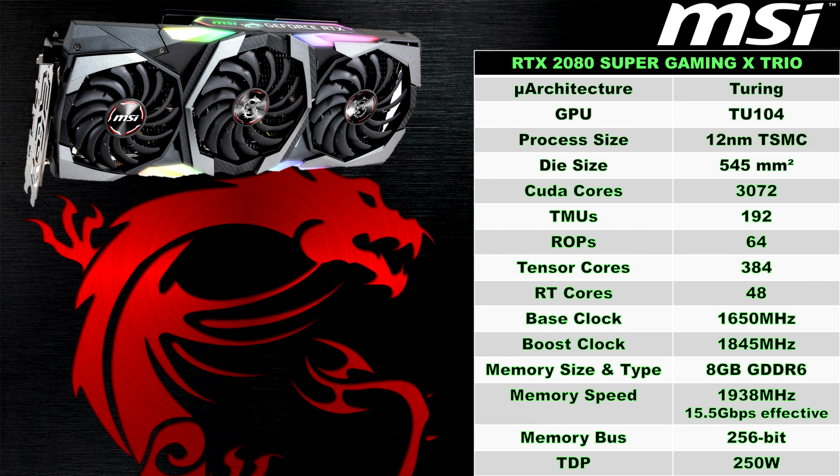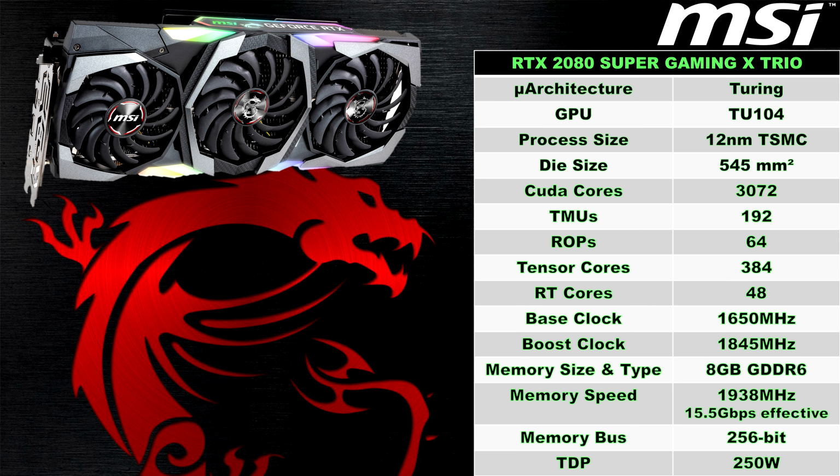The 2080 Super has 3,072 CUDA cores with 192 texture mapping units, 64 ROPs, 48 RT cores, and 384 tensor cores. The 2080 Super has an 8GB memory buffer with GDDR6 modules that run at 15.5 gigabits per second. Both of these GPUs run at around 1900 to 2000 MHz out of the box. I haven't overclocked them or anything for this test, we're just running stock configurations here.